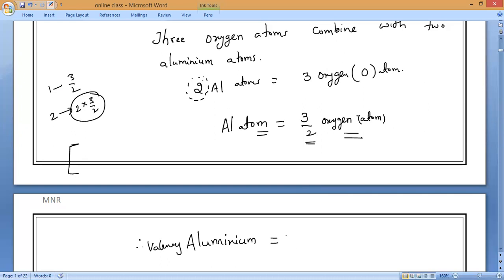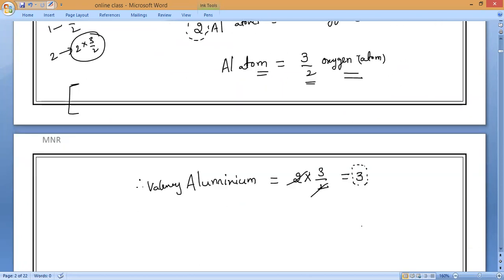Multiplication. So the valency of aluminum is 2 into 3 by 2, so that 2 will get cancelled. What is the valency of aluminum, everybody? 3, sir. So that is what you have to remember. This is the way we will find the valency of aluminum.